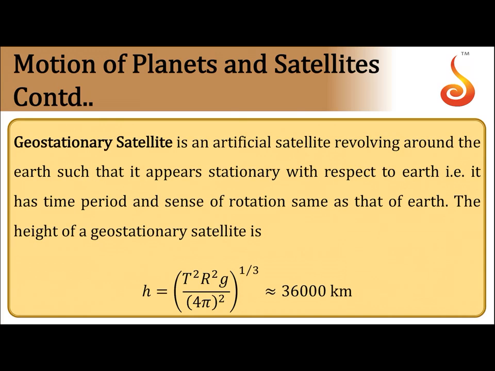Then coming to geostationary satellite. It is an artificial satellite revolving around the Earth such that it appears stationary with respect to Earth. That means its time period of revolution is equal to the time period of rotation of the Earth, and the sense of rotation is the same as that of Earth. So, it revolves in the same direction as Earth. The height of a geostationary satellite can be calculated using the time period formula. Equating it to 24 hours, we will get it to be around 36,000 kilometers from the surface of Earth. So, that is all about gravitation.